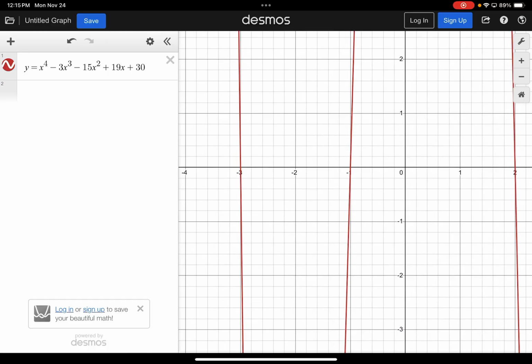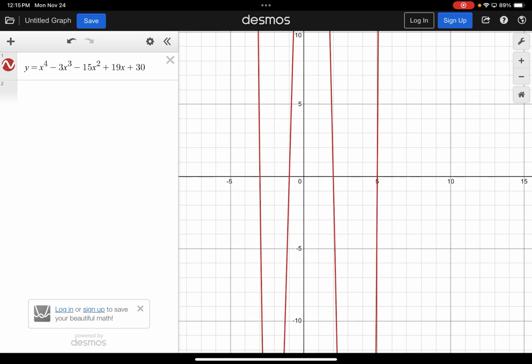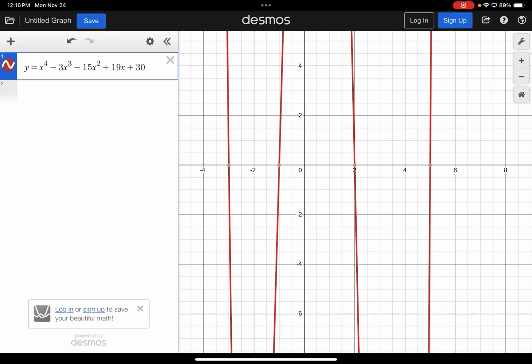Let me zoom out a little bit. Here's your graph for this one. A little more complicated, but as you can see, we have 1, 2, 3, 4 x-intercepts. And our degree was 4. So we're not going to have any i's here. It's all on our picture. Technically, I know, just from my graph, my answers are going to be -3, -1, 2, and 5.